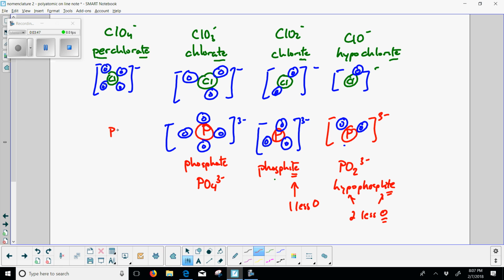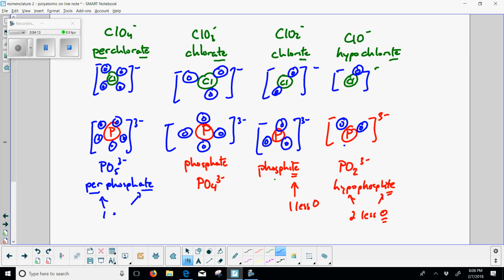Just like with the chlorate, the phosphorus does the same thing. I could have 1, 2, 3, 4, 5 oxygens, and I'd still have the same charge, 3 negative. My formula would be PO5, and I call this perphosphate. So again, the per and ate ending indicates that you've got 1 extra oxygen.